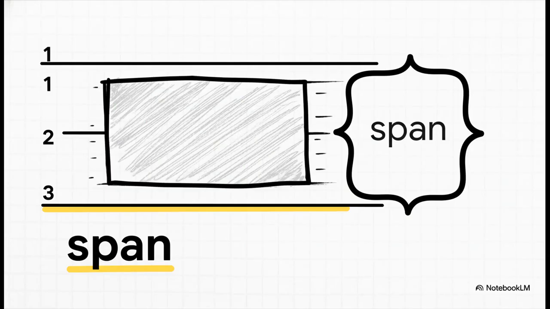This introduces another really powerful tool, the span keyword. Writing grid-row: 1 / span 2 tells our item to start on the very first row line and then just span across 2 rows. So instead of calculating the end line, you just say how many tracks you want it to occupy. It is so handy.